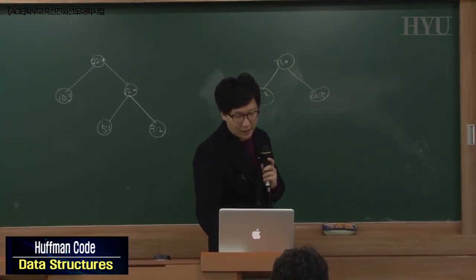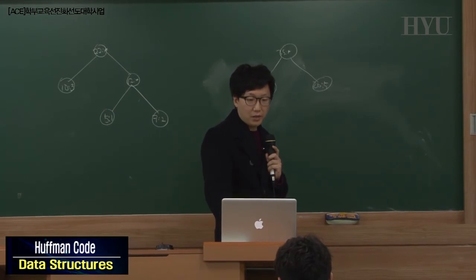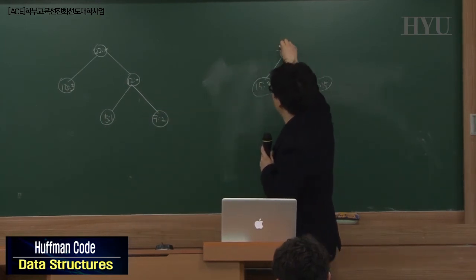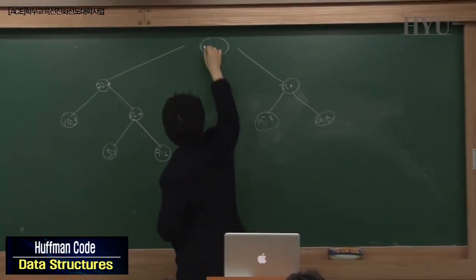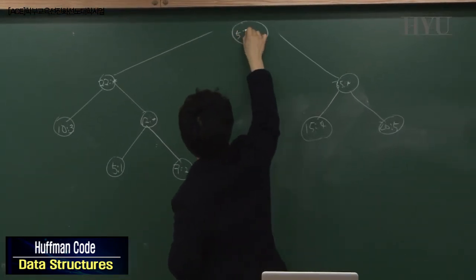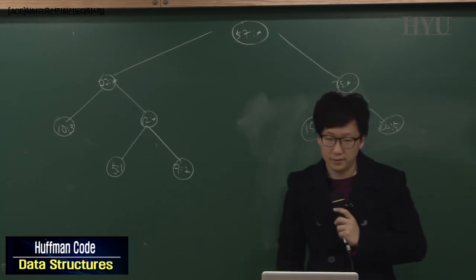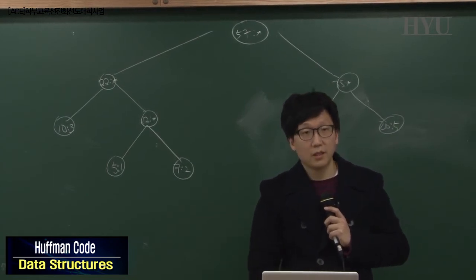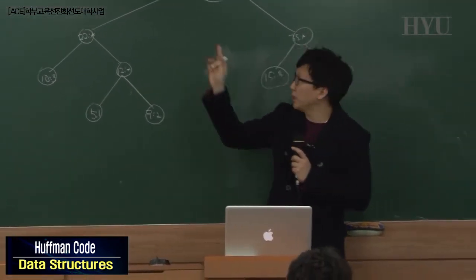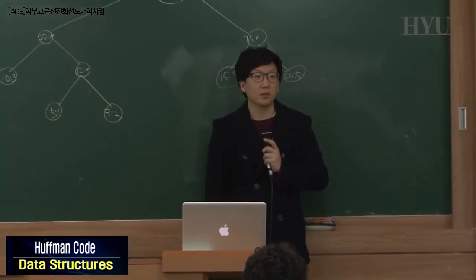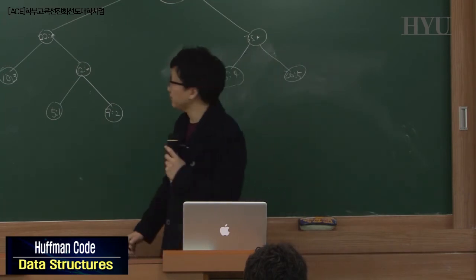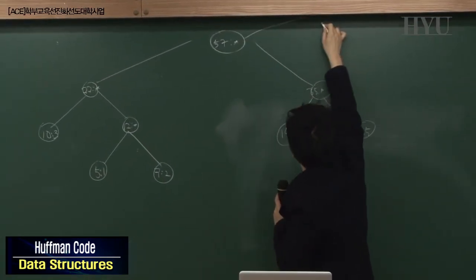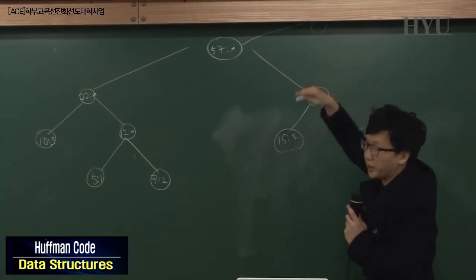This got cut off a bit, but 22 and 35 give you a new node for 57. And this side is 22, 35. How much is it? 57. Right? Okay. The last step: I have 45 left, and my 57 is now the biggest one. So I merge those two into one.